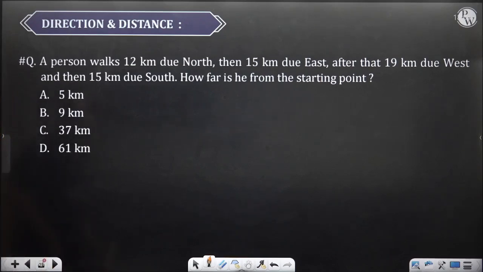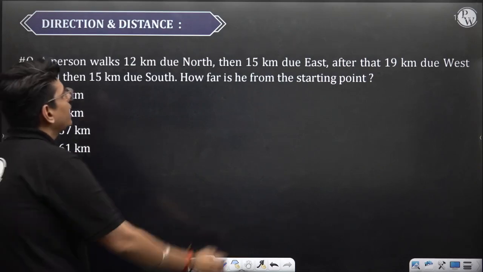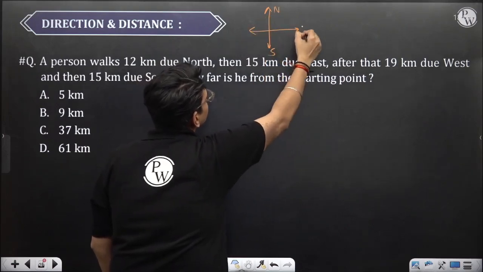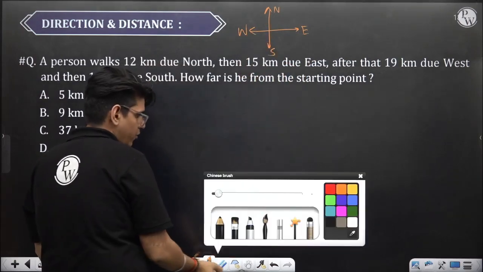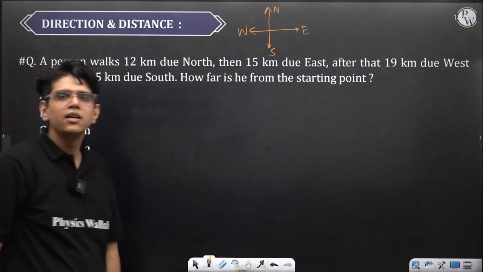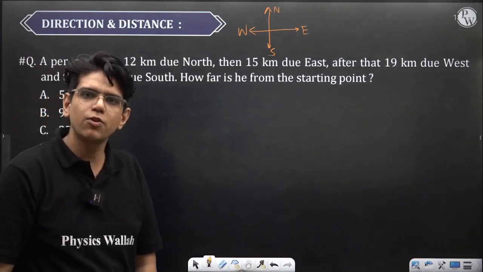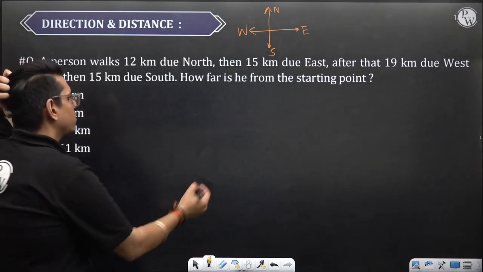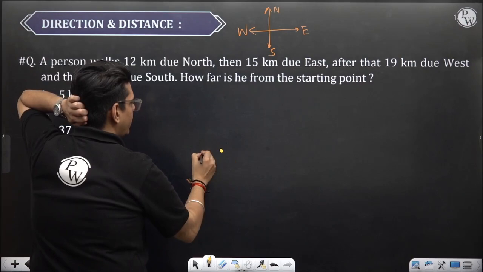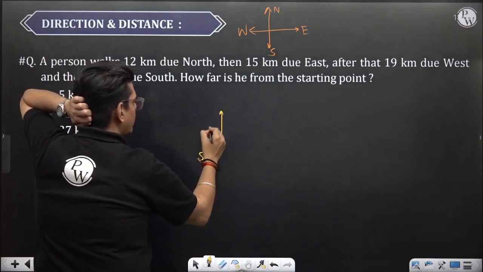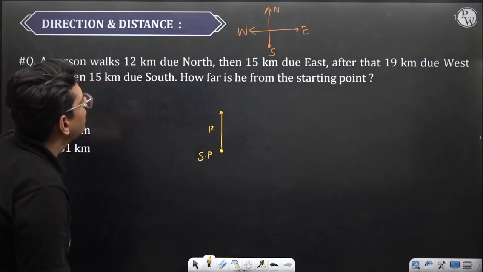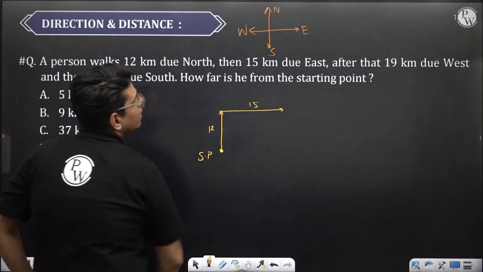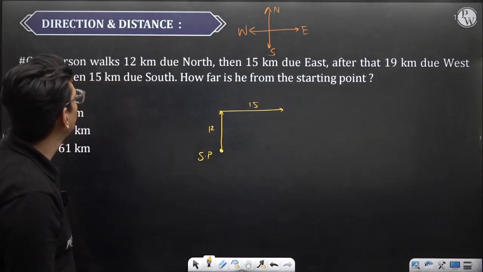A person walks 12 kilometers north. Okay, this is again my north direction, south direction. This is my east. This is my west. I'm doing the same thing again and again. You can see there are fewer possibilities of variations in direction questions. Okay, a person walks 12 kilometers due north. So this is the starting point. Okay, 12 kilometers north, right? Then 15 kilometers due east. 15 east. Okay. After that 19 kilometers due west.